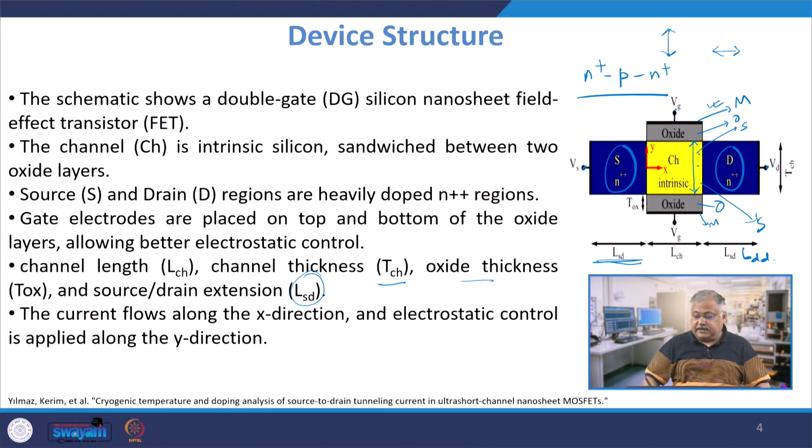So, this is considered as the X direction, and this one is considered as the Y direction. So, the current is flowing in the X direction and the control is via the Y direction, right. The flow of the charge carrier is because of the application of drain potential on the drain side, because of which there is a charge carrier which is moving this way.